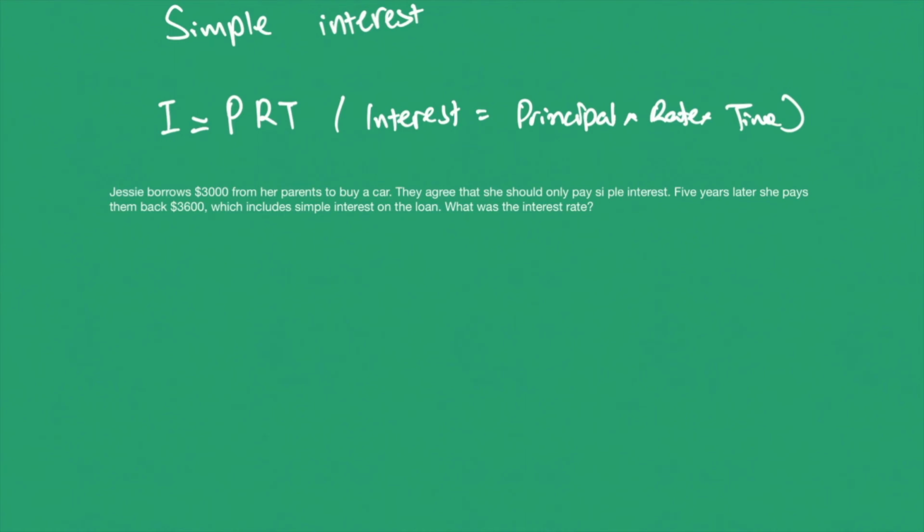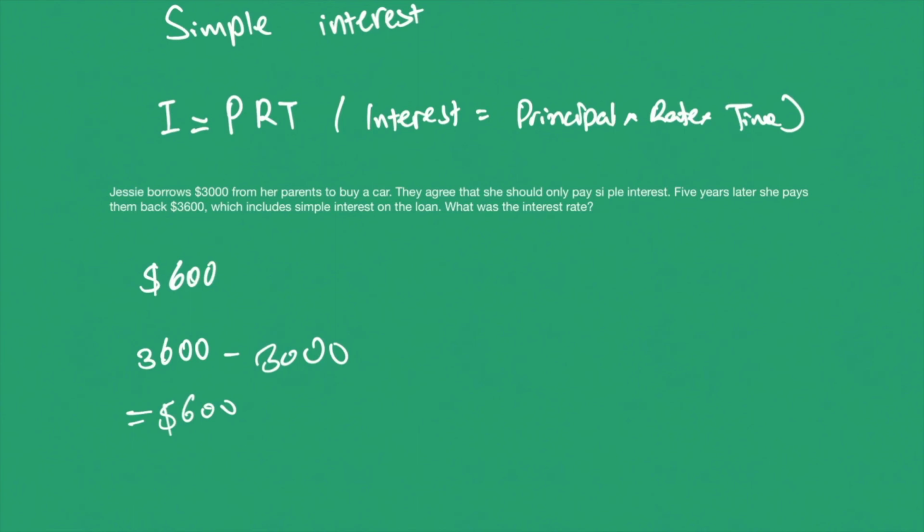In this question, it asks us to find the interest rate instead of the simple interest. Therefore, we need to use the formula conversely. From the question, we know that the total interest paid was $600 because she paid back $3,600 and she borrowed $3,000. 3,600 minus 3,000 is 600. So the total interest paid is 600.